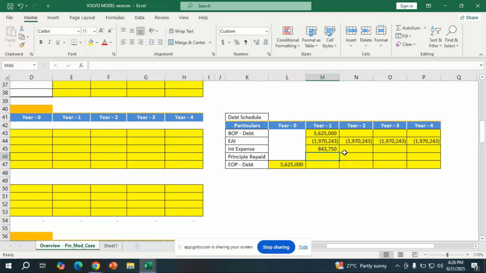Press enter. Now, what is the principal repaid equals to? You remember you have done your debt amortization schedule, same only this. Your principal repaid is what? Your EAI minus interest. Because your EAI will consider principal repaid plus interest. So what I'm going to do is from the EAI, if I subtract the interest, I will get how much principal I have repaid for the first year out of 56 lakh 25,000. Okay, so here what you're going to do is principal repaid is your EAI will come.